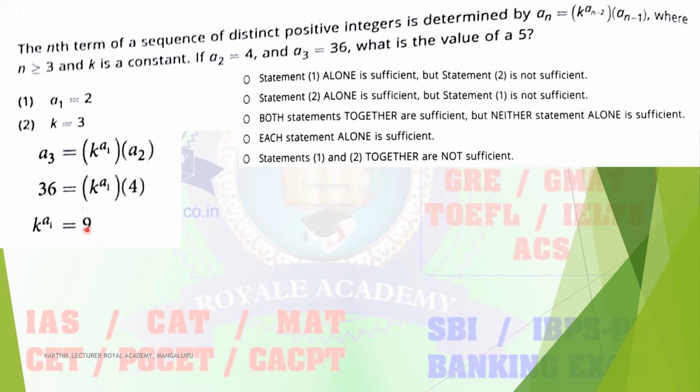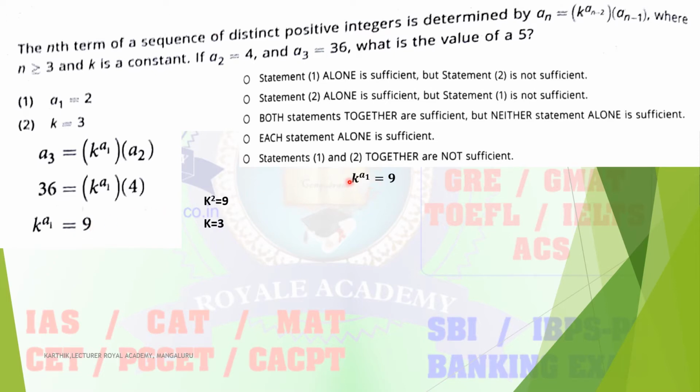This is a simplification. After simplifying this method, I hope all of you understood how to simplify. So n is greater than or equal to 3, so choose n is equal to 3. a3 is equal to k to the power of a(n minus 2), which is 3 minus 2, 1, so a1, and 3 minus 1 is 2, a2. Next, the a3 value is given, that is 36, equal to k to the power of a1 into a2. The a2 value is given, that is 4, and k to the power of a1 is nothing but 36 divided by 4, which is 9.